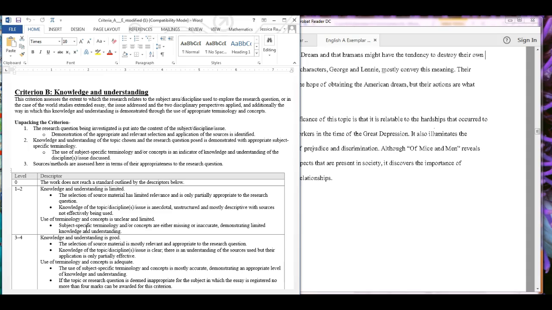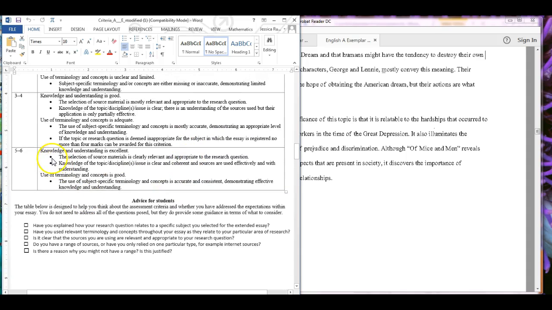You can see then that criterion B is your knowledge and understanding, and this is to assess the extent to which the research relates to the subject area discipline used to explore the research question, or in the case of world studies, the issues addressed in two disciplinary perspectives applied, and additionally the way in which this knowledge and understanding is demonstrated through the use of appropriate terminology and concepts.